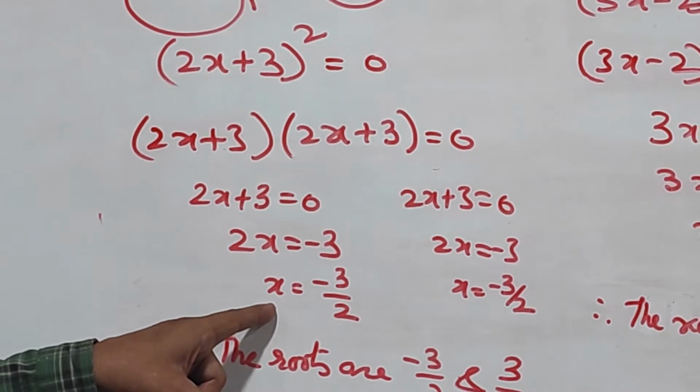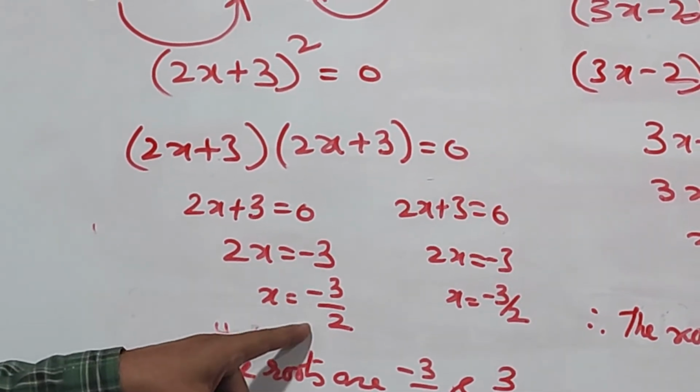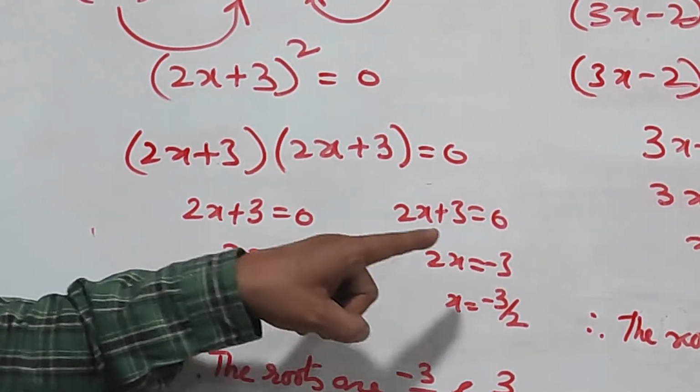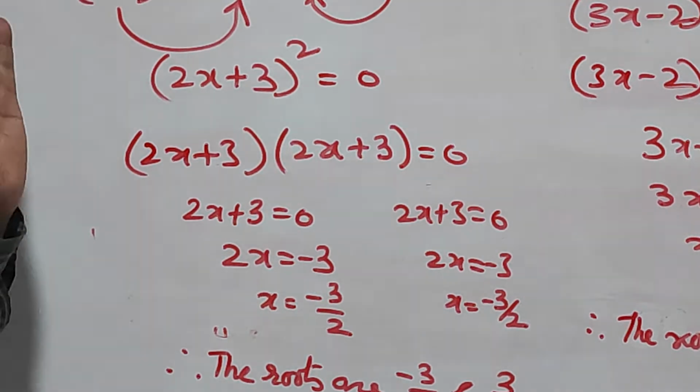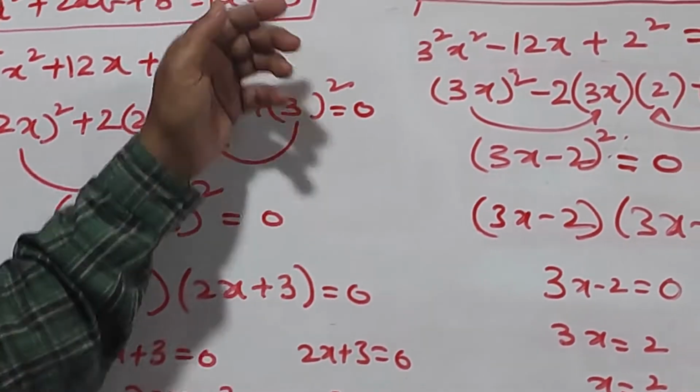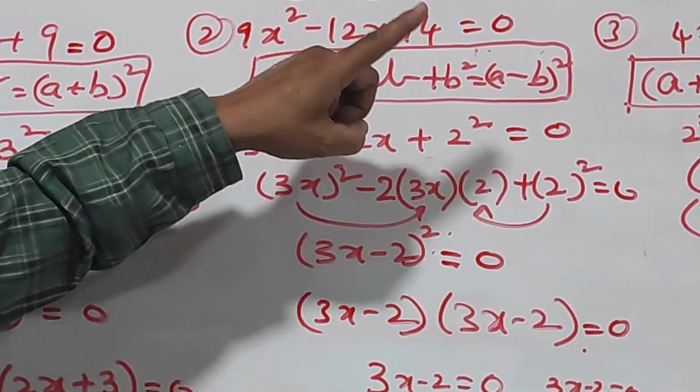So thereby you are going to get x is equal to minus 3 by 2. Similarly, the other value also, therefore the roots are minus 3 by 2 and 3 by 2, using the identity a plus b whole square. Now coming to the second one, you have 9x square minus 12x plus 4 is equal to 0.